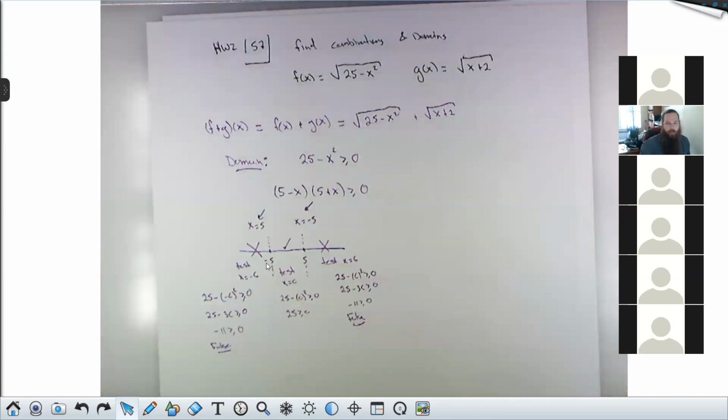So the first guy tells me that my domain can't be any bigger than -5 to 5. Just from this first square root, I can only plug stuff in that's between -5 and 5. Your quiz has a few problems that are just inequalities like this, and I want you to really pay attention to how to solve them. This is considered preliminary material. This is considered material that you're supposed to know coming into the class, although I suspect that not everybody has seen a good treatment of nonlinear inequalities.